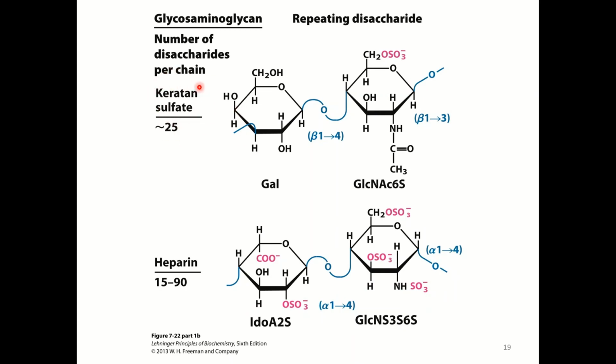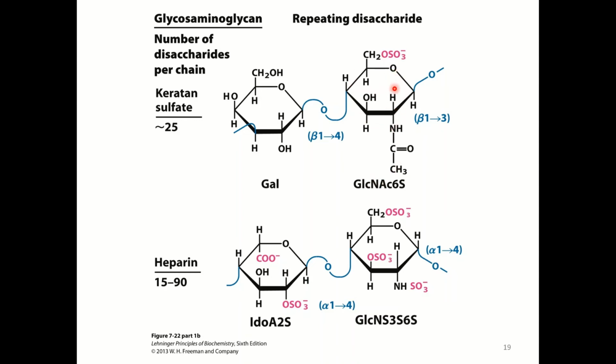glycosaminoglycans that you might see: keratin sulfate and heparin. Okay, keratin sulfate has a beta 1 to 4 linkage with a galactose. Galactose isn't something that I'd expect you to really recognize. Okay, this beta 1 to 4 linkage, and then it also has a sulfate group at carbon 6, and then an N-acetyl group here at carbon 2 again in a glucose.